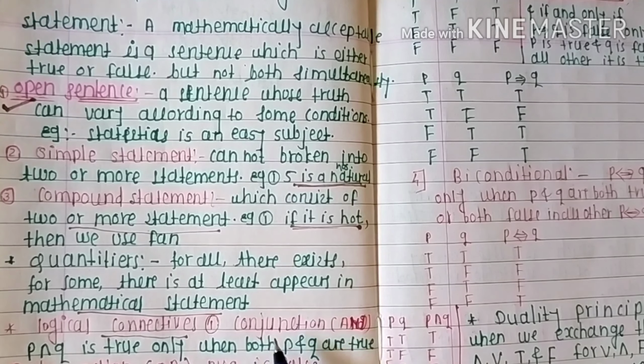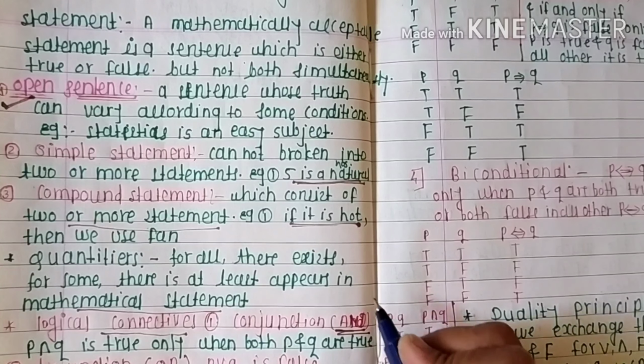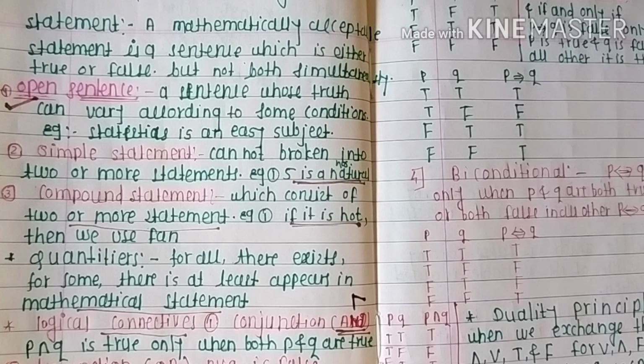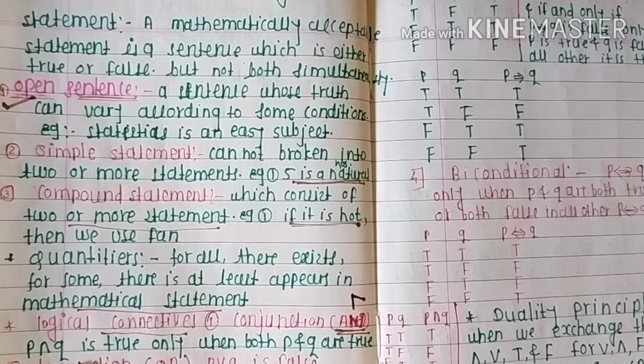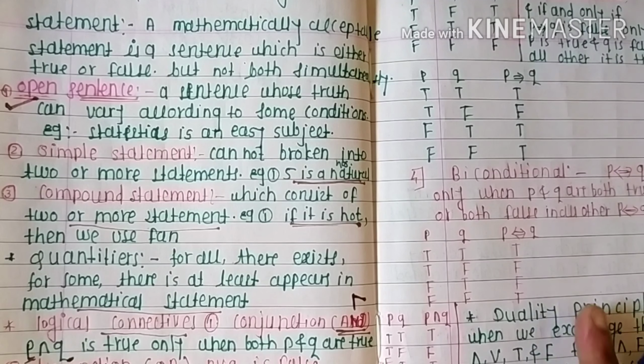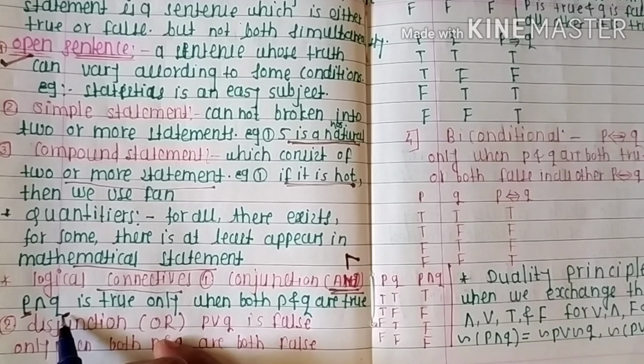In that, first is conjunction, or AND. If there exists an AND, then we denote it symbolically using this notation for the AND connection: P and Q. P is one statement and Q is another statement, so it consists of two statements.